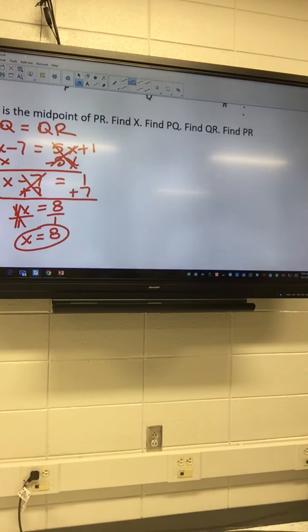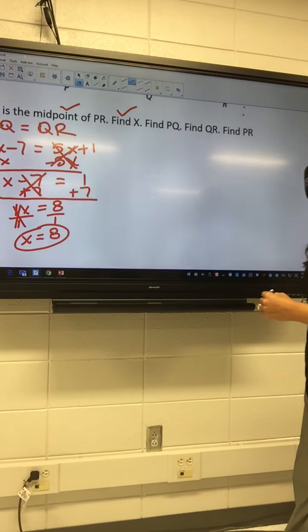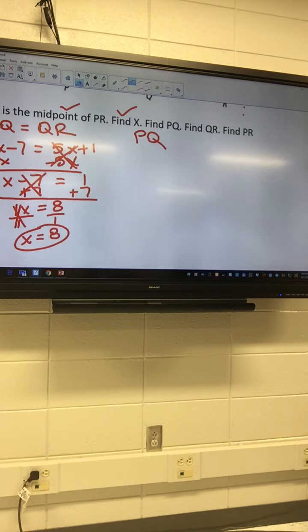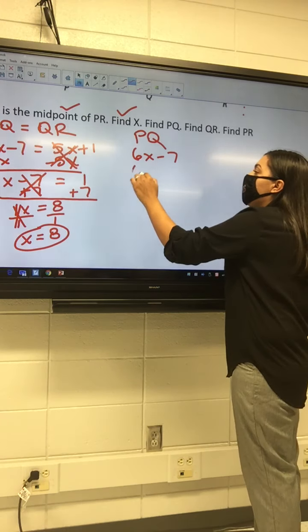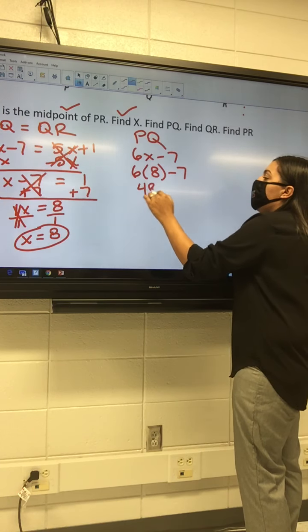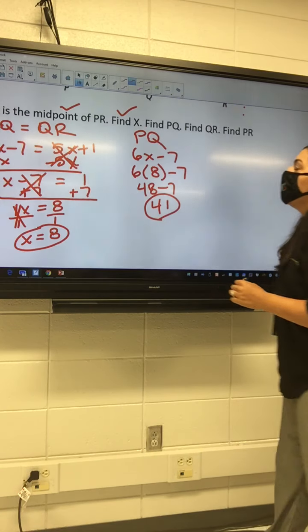Some of you guys could totally skip that step because you can visually see that x equals 8, but some of you guys cannot, and I know that. Okay? So we know our x value. Some of you guys need to work your way through the questions. We found x. Now it says find PQ. So what is PQ? 6x minus 7. So it would be 6 times 8 minus 7, right? So we plug in that 8: 6 times 8 minus 7 is 48 minus 7, which is 41.